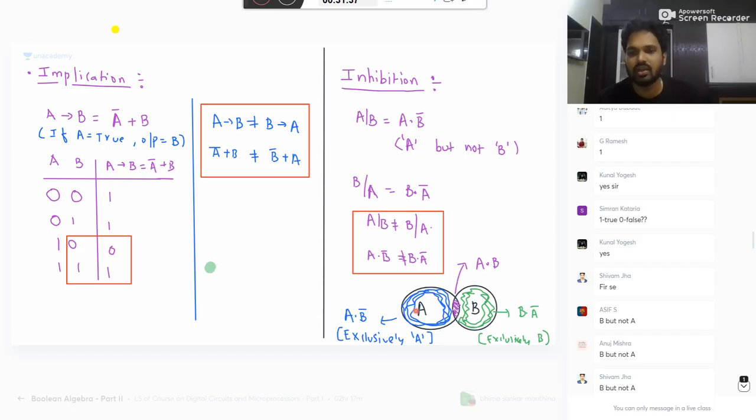It is only true if B is true. If you take exclusive OR, your answer should be true only when the A condition is satisfied or the B condition is satisfied, not both. Exclusive means only in A. Okay, right. Let's move further.